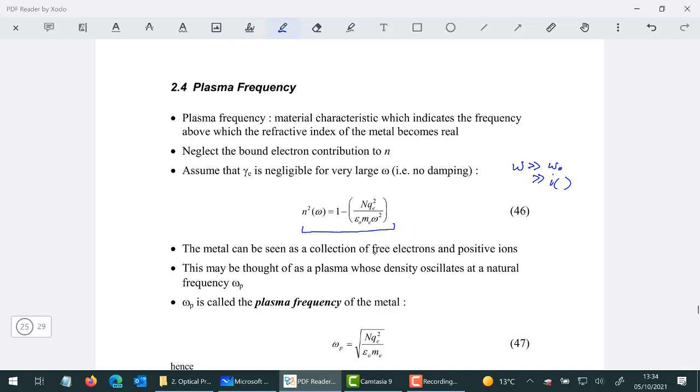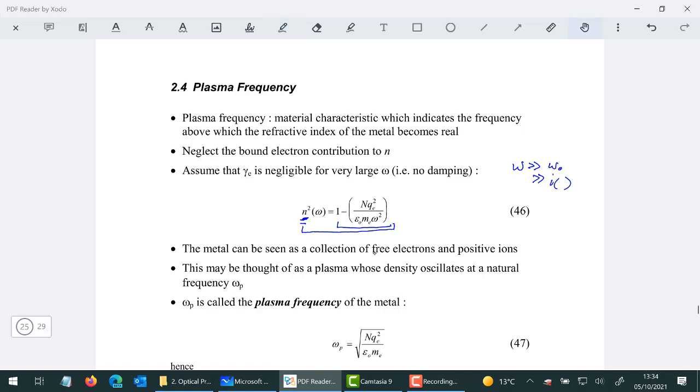Now, we've got an n squared and we've got a right hand side. If the number 1 minus n times qe squared over epsilon naught me omega squared is a negative number, then the square root of that negative number means that the refractive index will be complex. If this number is positive or 0, then the refractive index will be a real quantity.